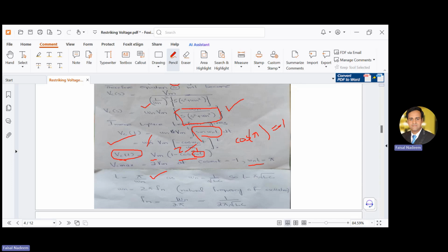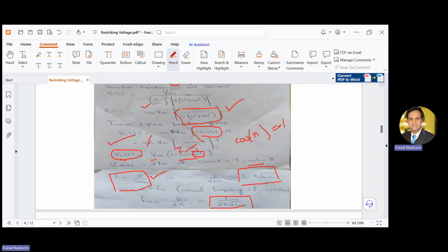Omega n is equal to 2 pi fn. Therefore fn is equal to omega n over 2 pi, which is 1 over 2 pi under root LC. So these are the values which are very important. T is equal to pi under root LC. fn is equal to 1 over 2 pi under root LC. Then we have t is equal to pi over omega n. So we have these values which are very important.